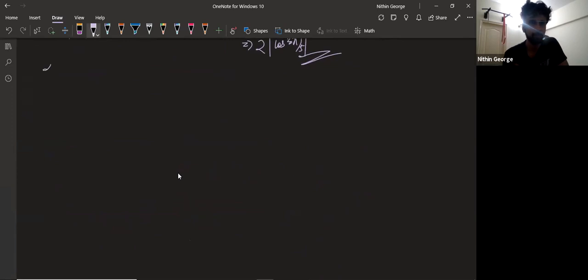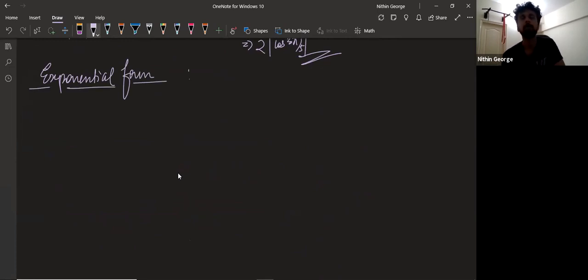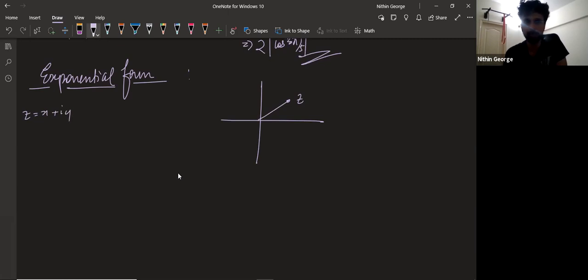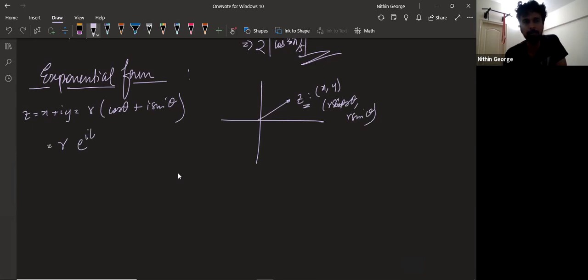Now, there is an exponential form. Okay, so I think CBSE level has been covered. So exponential form. Whenever you see any complex number z, which can be represented as x plus iy, which can further be represented as r into cos theta plus i sin theta, which means the point can be x comma y or r cos theta, r sin theta. Okay, this same complex number can be represented as r into e power i theta.